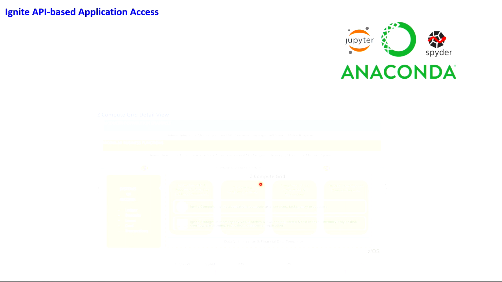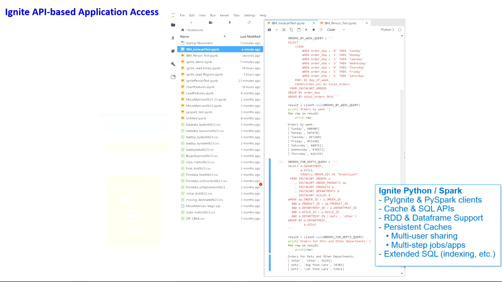And then finally, in the Jupyter Notebook, Anaconda, Python world, it looks like any other notebook out there. You use PyIgnite with PySpark, and you get full access to all the caches and tables, RDD, data frame support, persistent caches, et cetera, as I mentioned before. And again, taking advantage of the indexing that Spark doesn't give you.